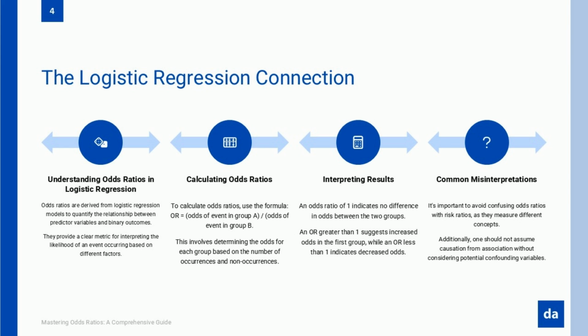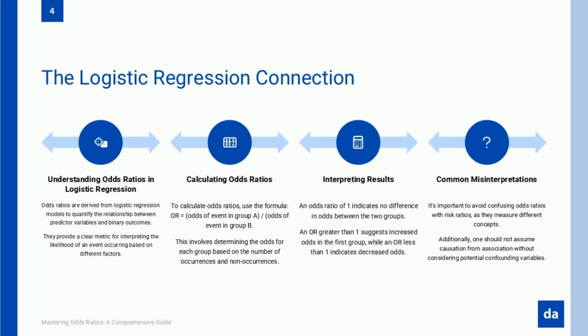Let's look at a real-world example to see how this plays out. Imagine we're analyzing the effectiveness of a new medication. After running our logistic regression, we find that the odds ratio for the medication is 0.64. What does this mean in practical terms? It tells us that for individuals who took the medication, the odds of being diseased are 0.64 times the odds of those who didn't take the medication. In other words, the medication appears to reduce the odds of disease by 36%.